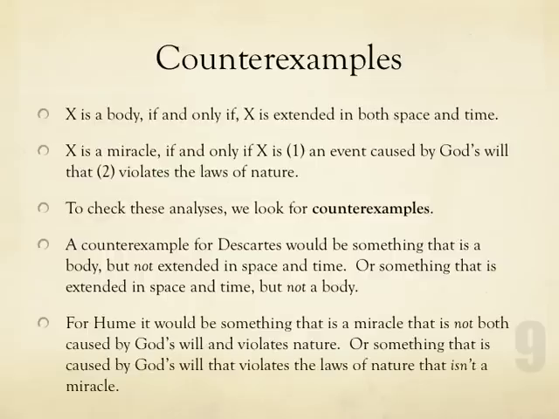But I think for Hume's definition, we can come up with a counterexample. We either would think of something that's a miracle that's not both caused by God's will and violates the laws of nature, or we think of an event that's caused by God's will and violates the laws of nature that's not a miracle. And I think the former direction will be the one to challenge. I think that there are a lot of events that don't violate the laws of nature that people consider to be miracles.